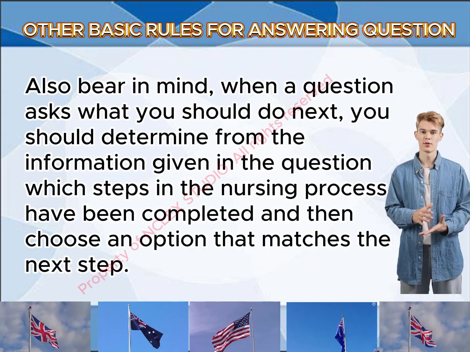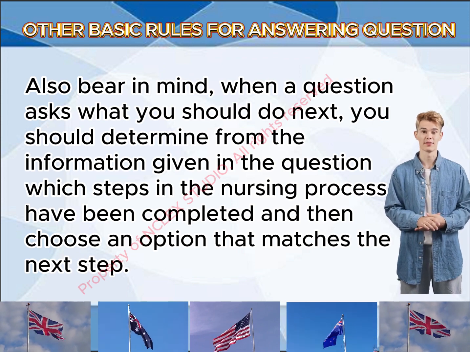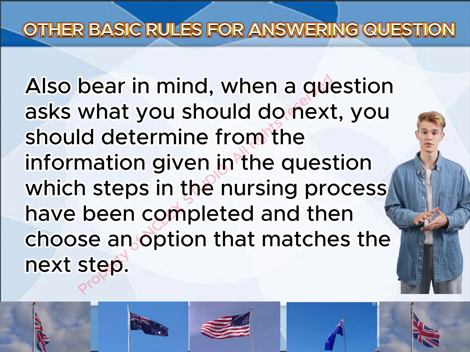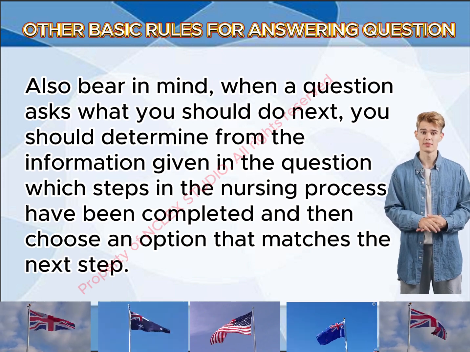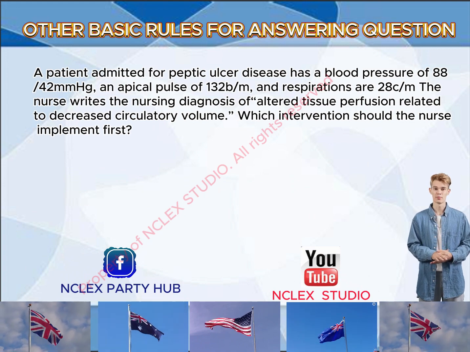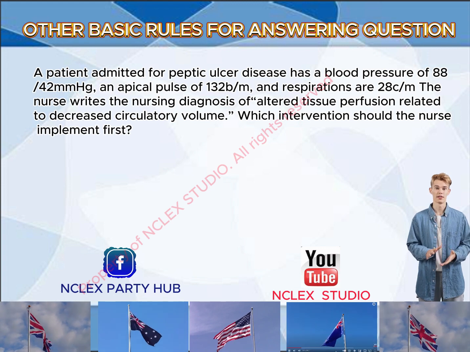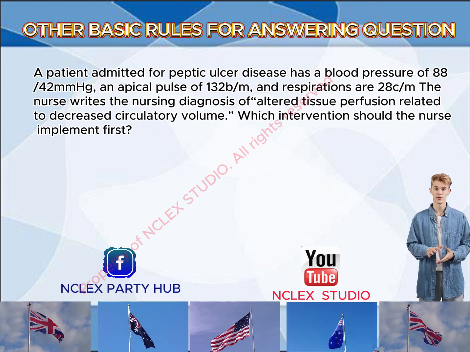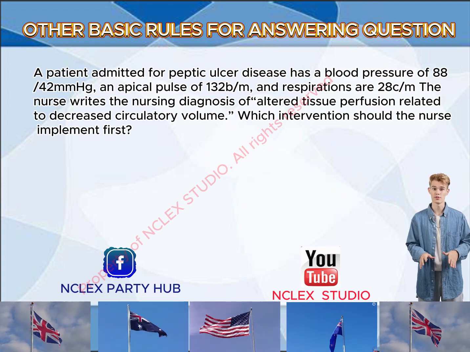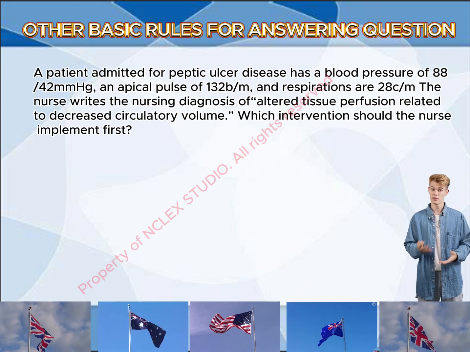Also bear in mind, when a question asks what you should do next, you should determine from the information given in the question which steps in the nursing process have been completed and then choose an option that matches the next step. Let's look at this example. A patient admitted for peptic ulcer disease has a blood pressure of 88/42, an apical pulse of 132, and respirations are 28. The nurse writes the nursing diagnosis of altered tissue perfusion related to decreased circulatory volume. Which intervention should the nurse implement first?